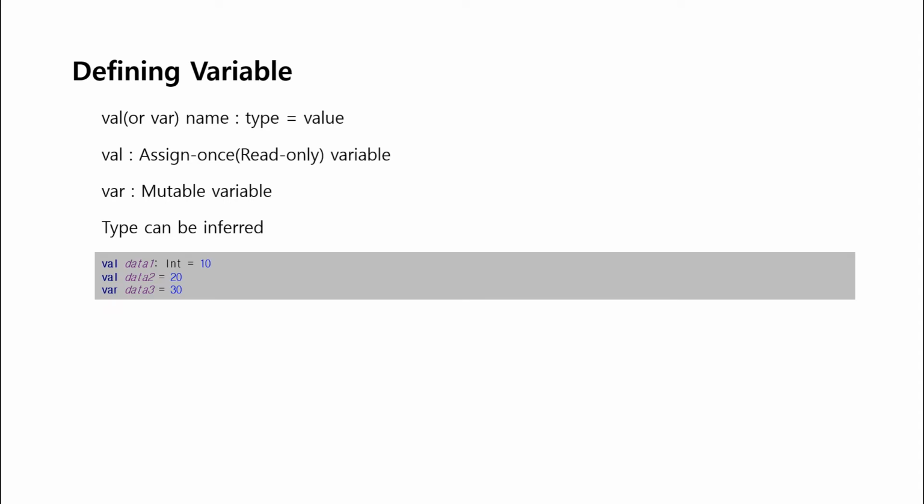Data type can be inferred in Kotlin. What it means is, by the variable's value, if we can infer the type, we can omit the data type. Let's see here. Here's a variable called data1 that has Int type. But the next data2 and data3 don't have a data type, because, as you can see, we have the integer value assigned, so we can infer what the data type is.